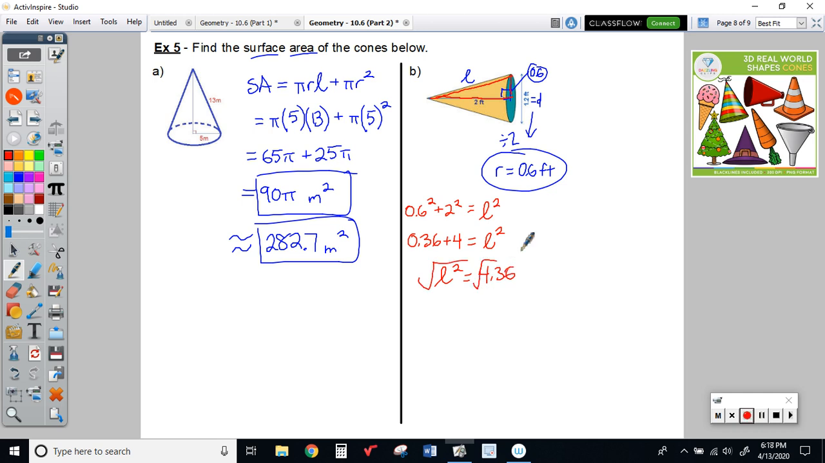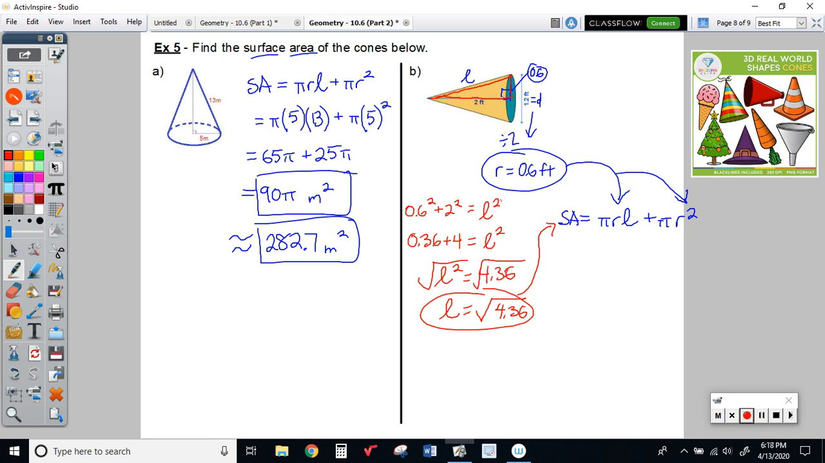And then take the square root of both sides. You'd have L is, and I'll keep it exact for now, the square root of 4.36. So we take that, and we take our surface area formula, which is pi r l plus pi r squared. And we're going to take r, plug it in right there, and right there. And we're going to take L and plug it in right there. And so if we do that, it looks like this. Got pi times 0.6 times the square root of 4.36 plus pi times 0.6 squared.